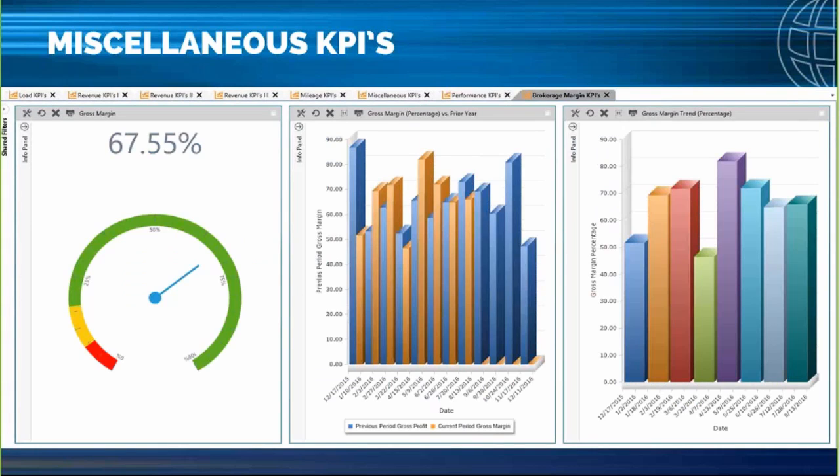And finally, some brokerage KPIs. What's your gross margin? Mine is a hefty 67.55%. That can be per day, per week, per month, once again, per quarter, per year, however you want to look at that. Your gross margin percentage versus prior year, and your gross margin trend. Now, once again, all these KPIs that we've just looked at and reviewed are included with the product. You can also create your own custom KPIs.